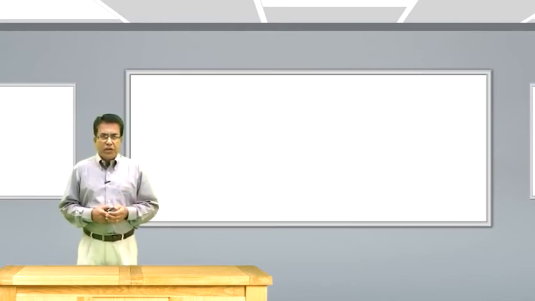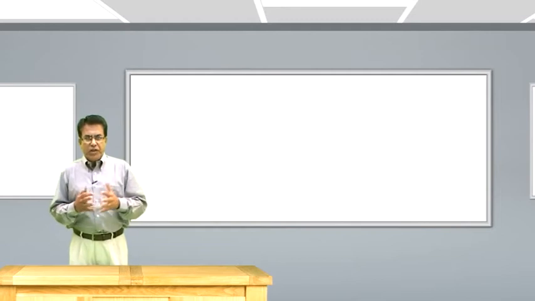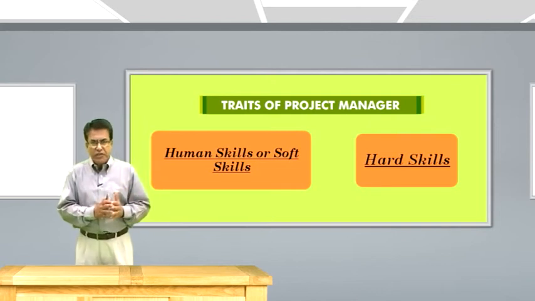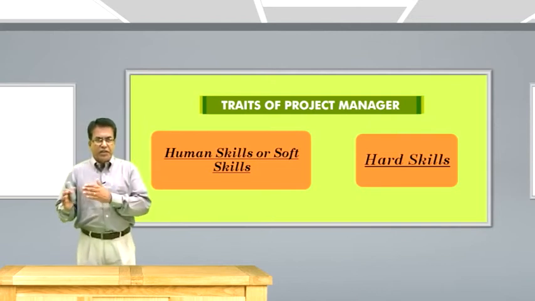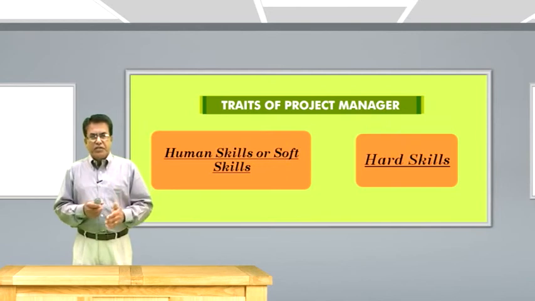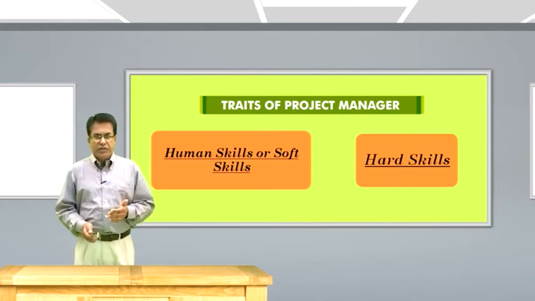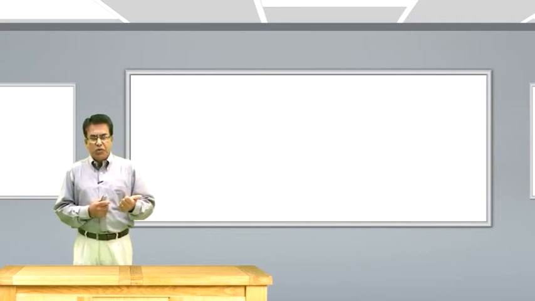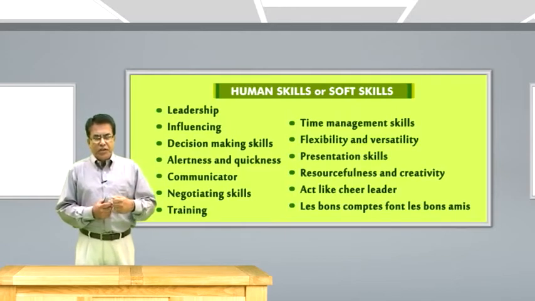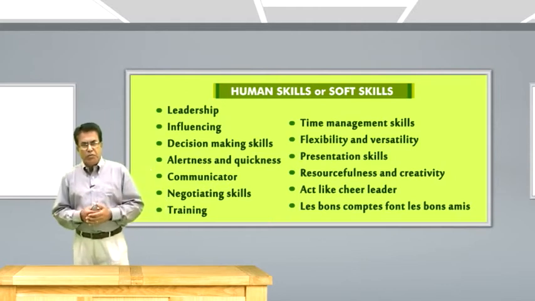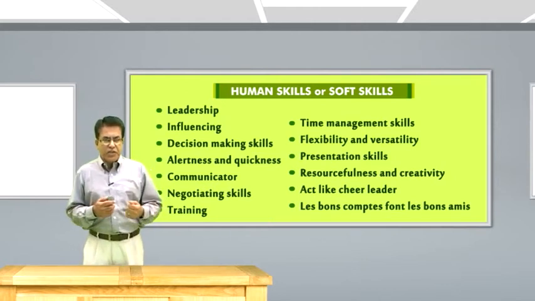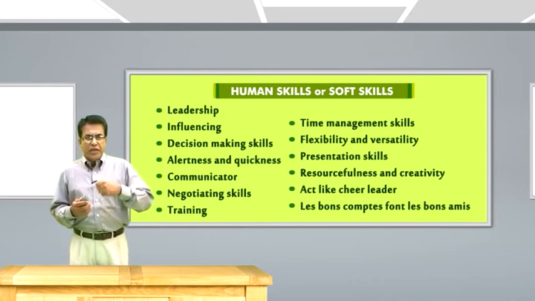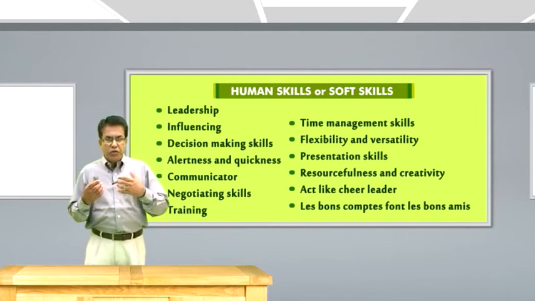Now coming to the qualities or traits of a good manager, there are two categories of skills. One is the human skills and another is the hard skills. Human skills are many, starting from leadership skill. A manager should be a good leader, he should lead by example. That is what is expected of a good manager. He should never shy away. It is something like a captain of the ship. He should always take responsibility, lead by example, and he is a good influencer.